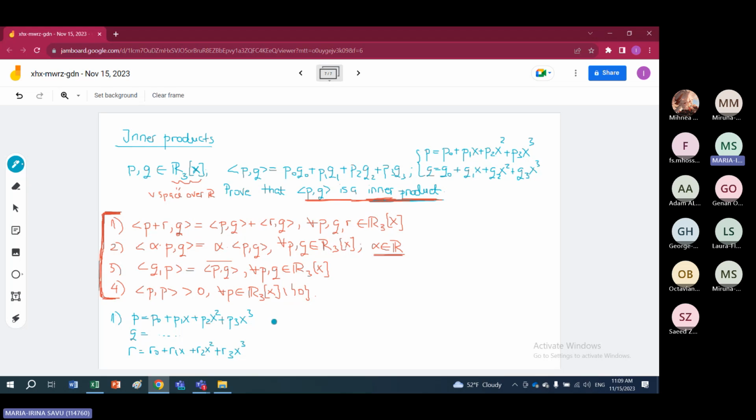You write P equals P0 plus P1x. Yes. So you take P a polynomial of P0 plus P1x plus P2x squared plus P3x cubed. Then Q again having this form, and R is R0 plus R1x plus R2x squared plus R3x cubed. And then you compute P plus R. P plus R is actually the polynomial given by P0 plus R0, plus P1 plus R1 times x, plus P2 plus R2 times x squared, plus P3 plus R3 times x cubed. This is the first one. And the second one will be done here.